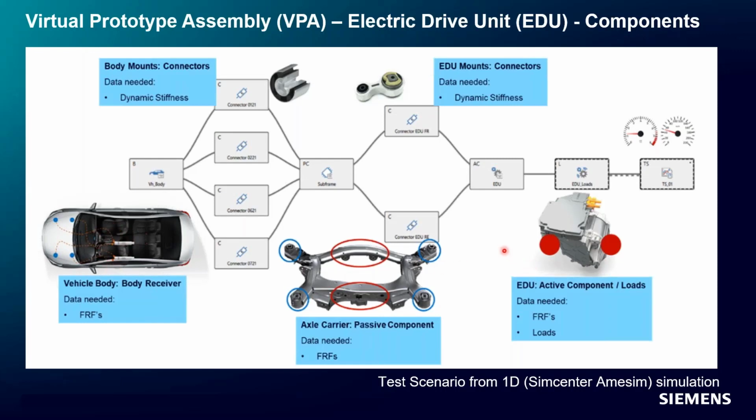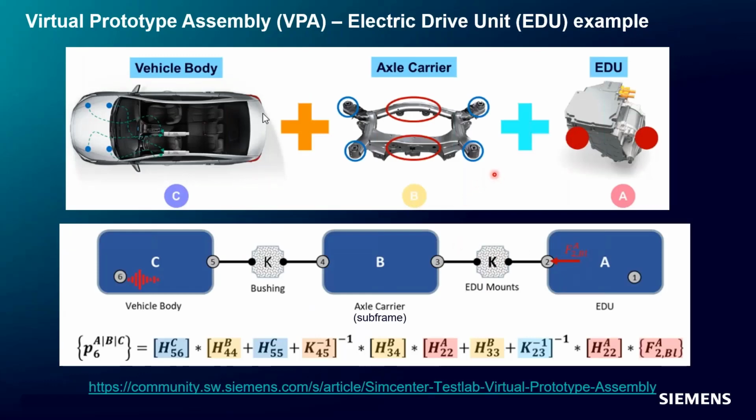Now here you may notice that in traditional TPA, we may be able to go from the EDU mounted here and then from here directly to the receiver point. That is what we would have looked at in the classical TPA. But in VPA, that is virtual prototype assembly, we use component-based TPA, which includes the concept of multi-level substructuring. So we go from the EDU to the subframe input and subframe, from the subframe output to the body, and then from the body to the final receiver location.